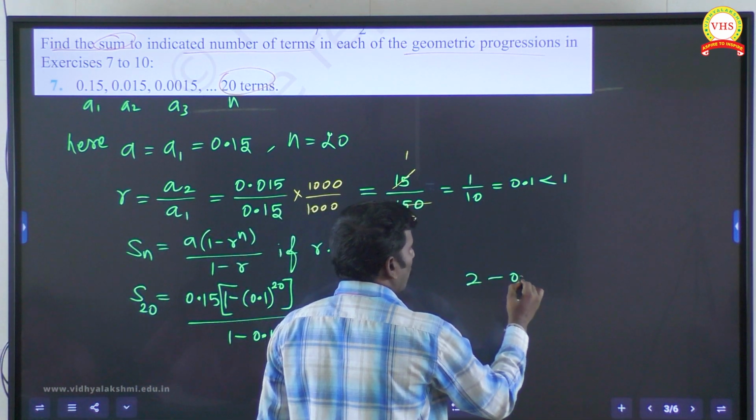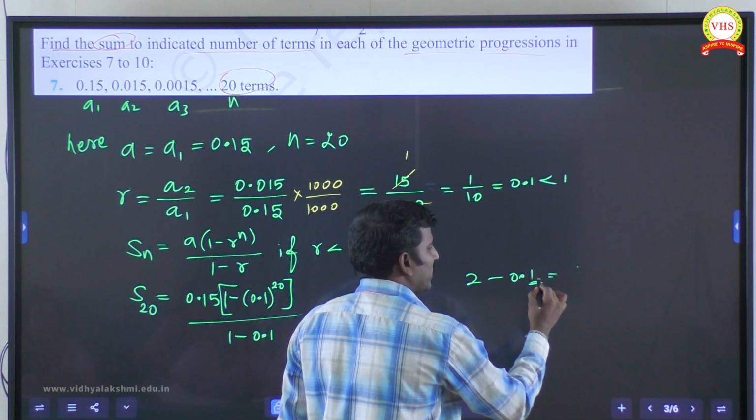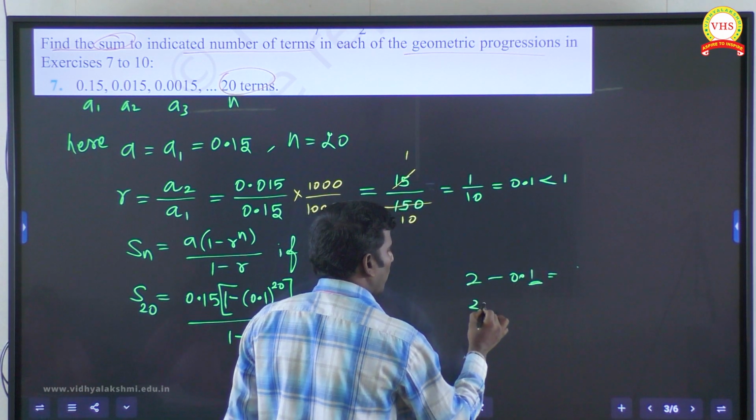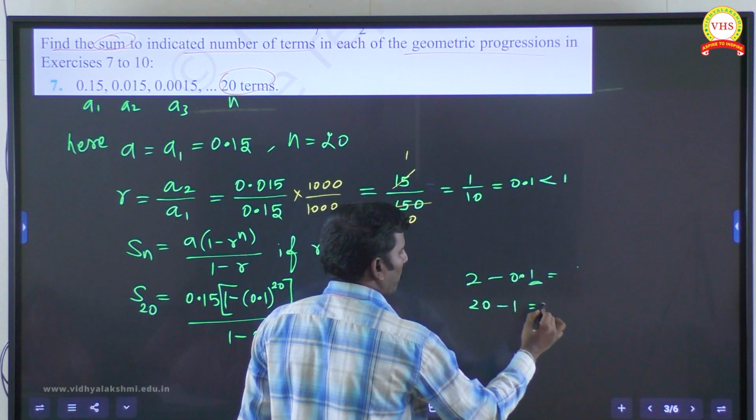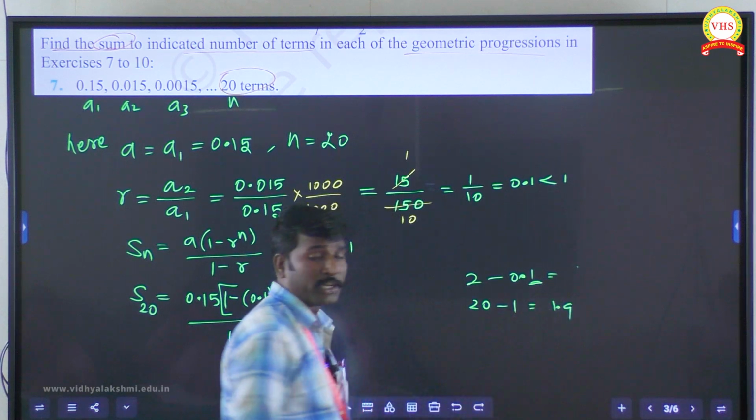1 minus 0.1, in the sense, the meaning is what? Point after 1 digit is there. Then you consider here we have a 10. Here you just remove the point. Then I'm getting 9, 10. Again, after 1 digit you give a point. Then you will get the required answer.